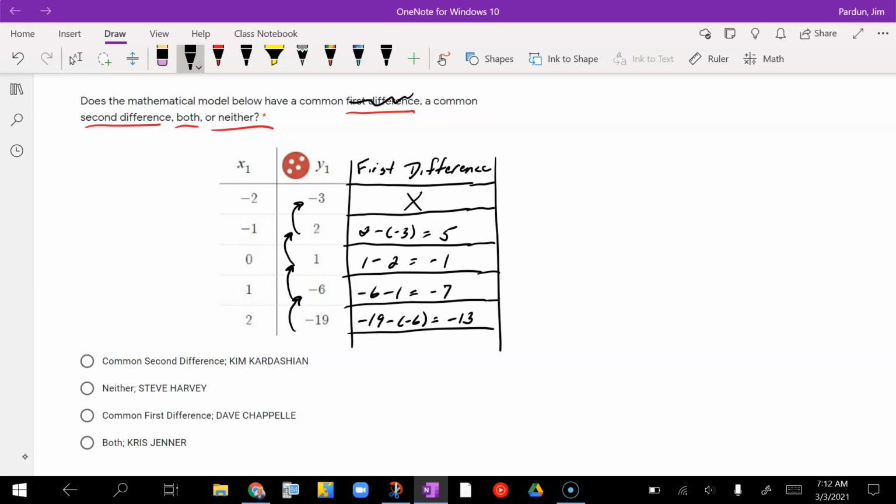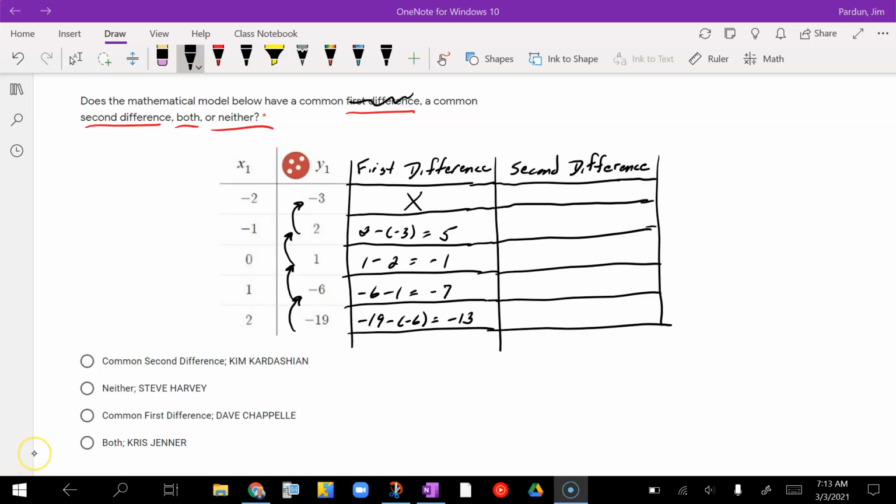But let's check to see if they have a common second difference. So I make another column here for second difference. I can't take a second difference of just 5. But I can take a second difference between -1 and 5. And second difference means I'm taking the difference of the differences. So if I have -1 minus 5, that gives me -6. This one here, I'm going to have -7 minus -1. That equals -6. And this third one, -13 minus -7, that also equals -6.